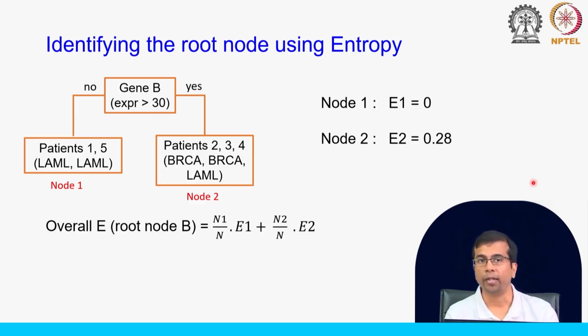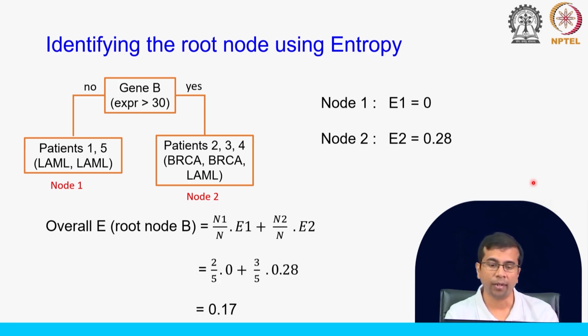If we have that, then we can calculate this overall E for root node B and the criteria B greater than 30. We have a very similar formula, and then we can calculate. So, 2 by 5 into 0, E1 is 0, E2 is a positive number, and then we have overall E which is non-zero, right, it is a positive number.